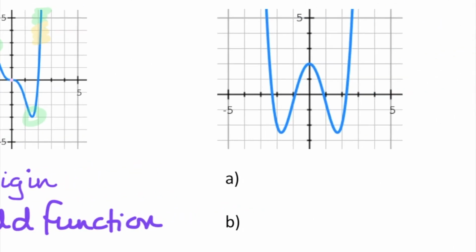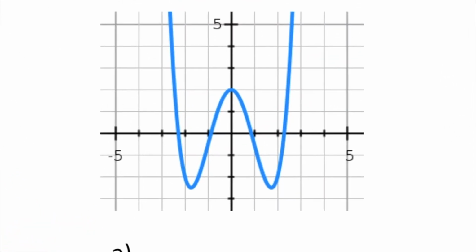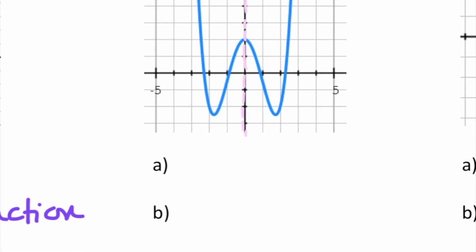Now this next one I had said is even, and the reason that it's even is because if you look at the y-axis, and if you were to fold your paper in half, or mathematically, if you were to reflect this shape across the y-axis, it would appear exactly the same, or it wouldn't change at all. And so this has symmetry across the y-axis, and it is an even function.